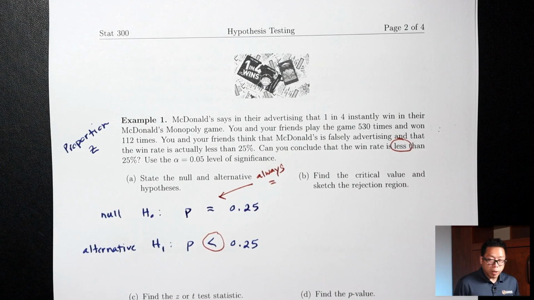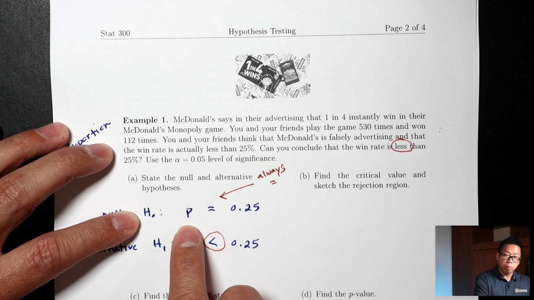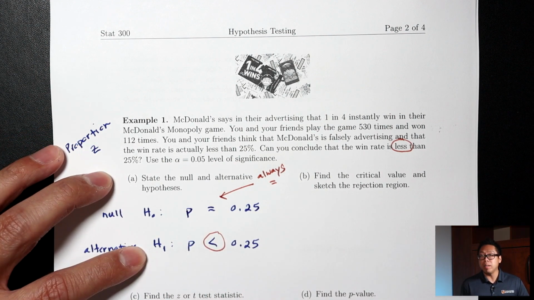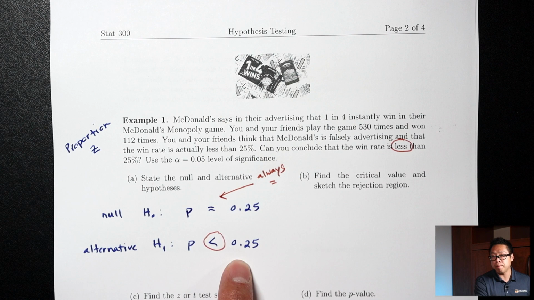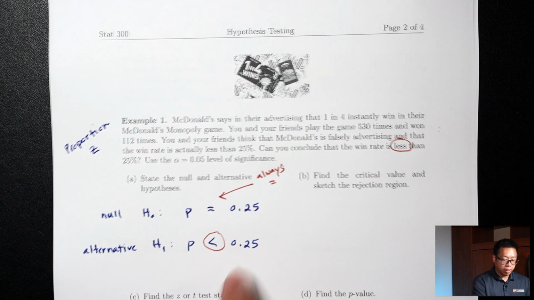Now, what is this H0, H1? H0 and H1 are the two competing explanations that we talked about in the introduction. H0 is McDonald's explanation. McDonald's is saying, we're not lying, the proportion is actually equal to 0.25. H1 is your explanation. You're saying McDonald's is lying and that the win rate is actually less than 25%. The goal of a hypothesis test is to decide which of those explanations is the more correct or more probable explanation for what's going on in the situation.